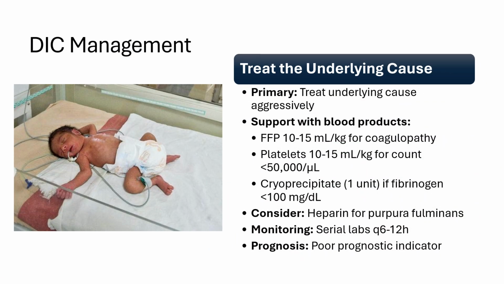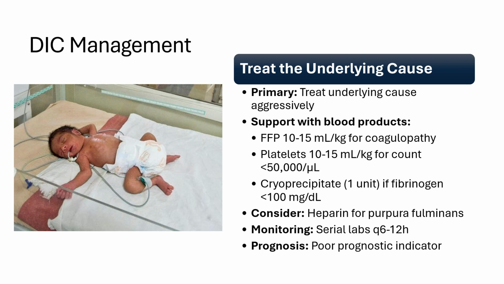Managing DIC requires addressing both the underlying trigger and supporting the failing coagulation system. Without treating the cause, replacement therapy becomes futile, like pouring water into a bucket with holes. Primary treatment targets the precipitating condition aggressively. For sepsis, broad-spectrum antibiotics within the first hour improve survival. Support failing organs with mechanical ventilation, vasopressors, and renal replacement as needed. The hematologic abnormalities won't resolve until the triggering process stops.